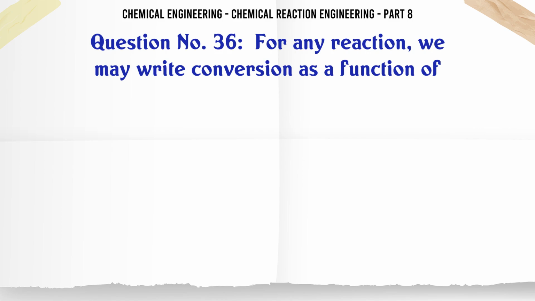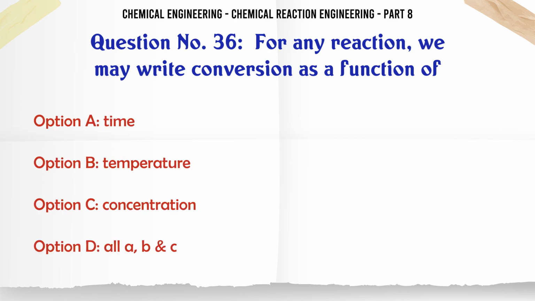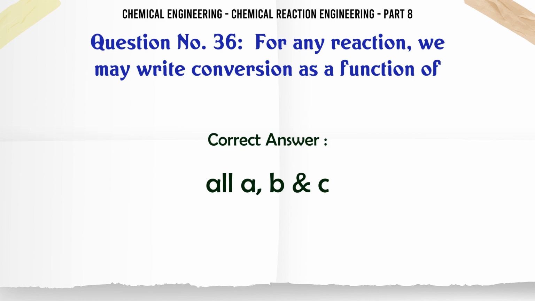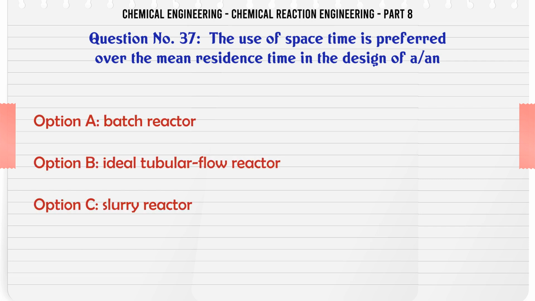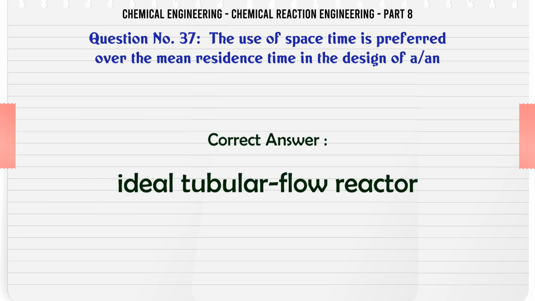For any reaction, we may write conversion as a function of A. time, B. temperature, C. concentration, D. all A, B, C. The correct answer is all A, B, C. The use of space-time is preferred over the mean residence time in the design of a A. batch reactor. B. ideal tubular flow reactor. C. slurry reactor. D. CSTR. The correct answer is ideal tubular flow reactor.